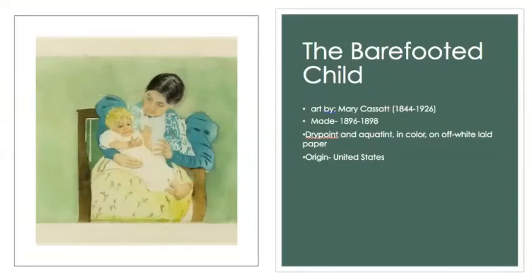The next piece of artwork I chose is The Barefooted Child. It's art by Mary Cassatt. It was made in 1896 to 1898. It's a dry point and aqua tint in color on off-white laid paper, and its origin is the United States. One of the things I really like about this piece of art is the colors that she used. And me personally, I think that pastel colors remind me of youth.